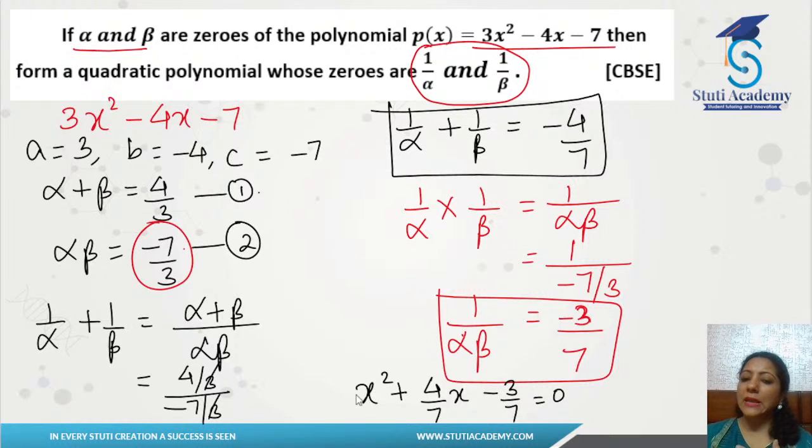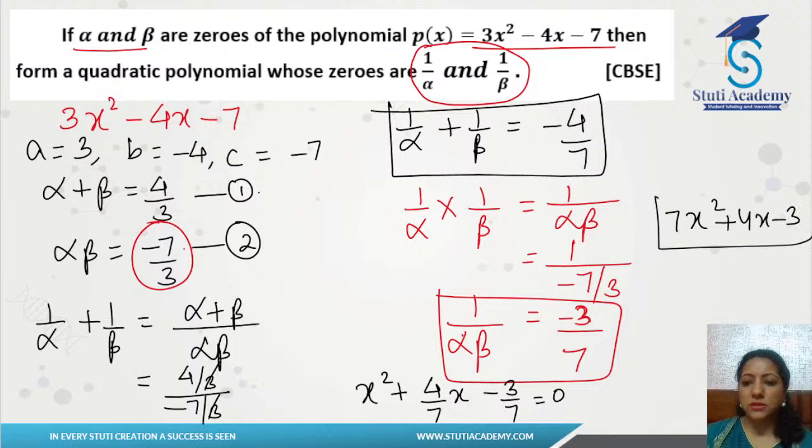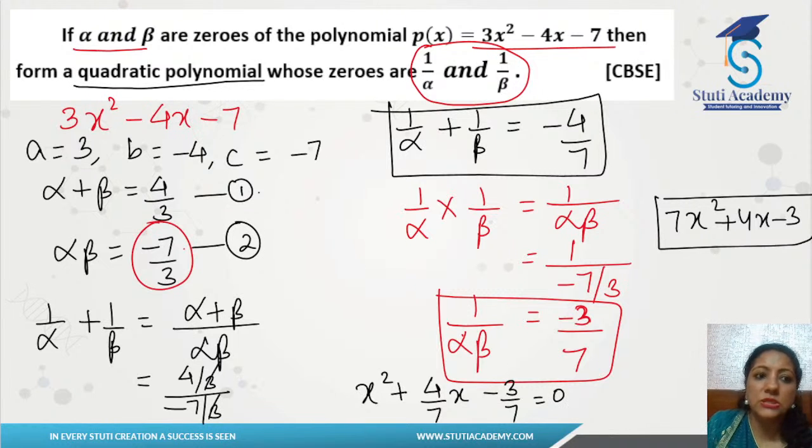So you can either write like this or you can take the LCM and write this as 7x square plus 4x minus 3. This also you can write. This is the required polynomial, either this one or this one. Okay, so we'll not write it equal to 0, because it's given to be a quadratic polynomial. It's not given to be a quadratic equation. It's a polynomial. So we just write like this.